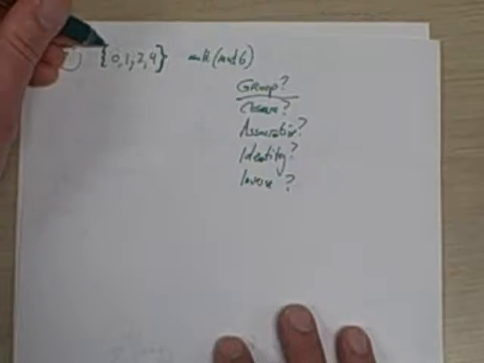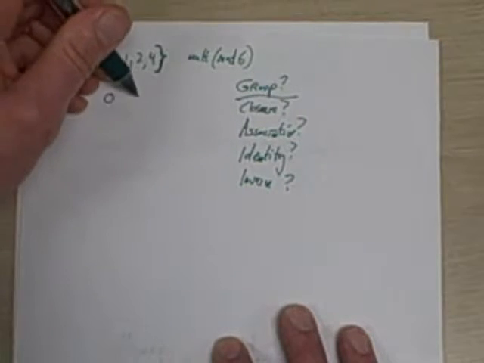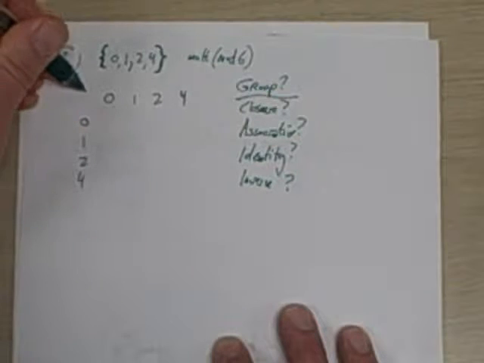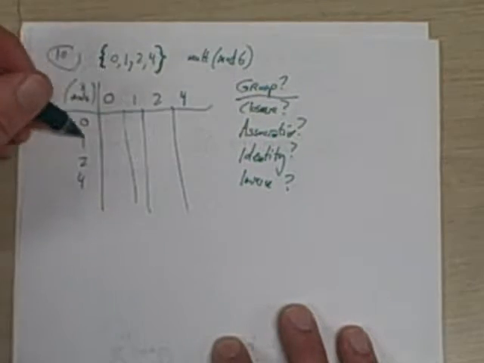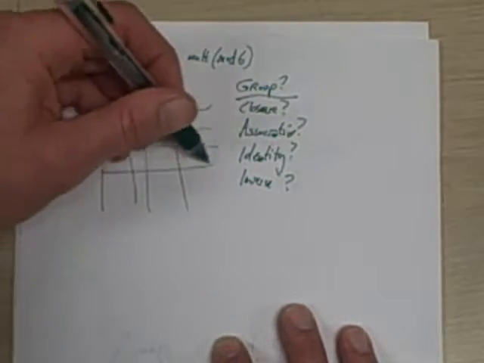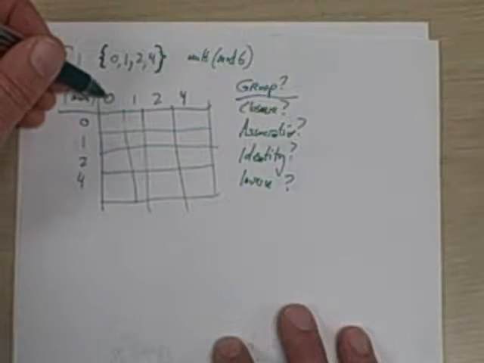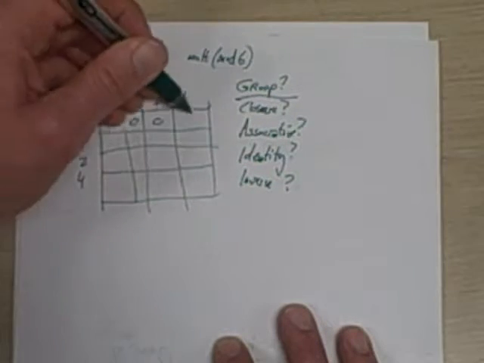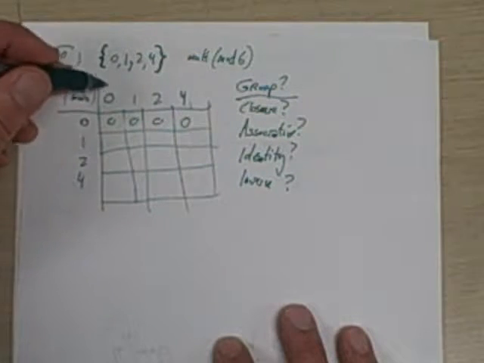So this is a finite group. It's pretty small. So I'll just make a lookup table on it to see if I can pass these tests or not. So my operation is multiplication mod 6. And here we go. Since it's multiplication, that's pretty straightforward. Anything times 0 is 0. So I'm going to go 0 times 0, 0 times 1, 0 times 2, 0 times 4. And then that's 0 times anything.